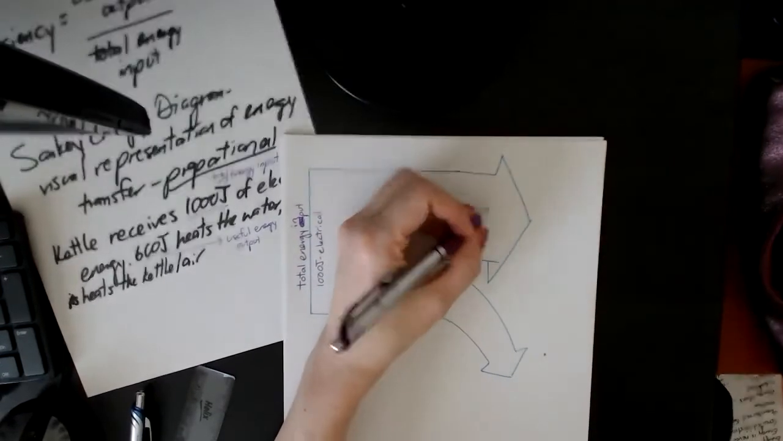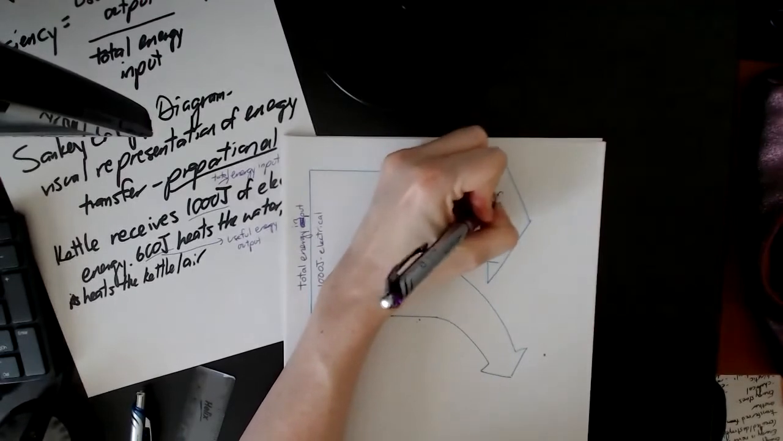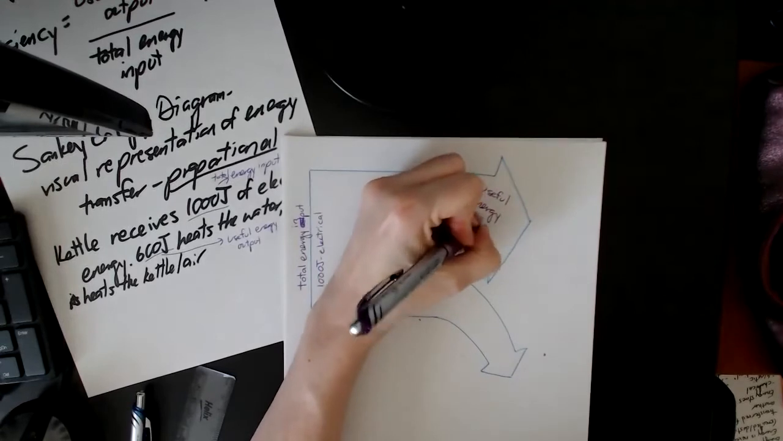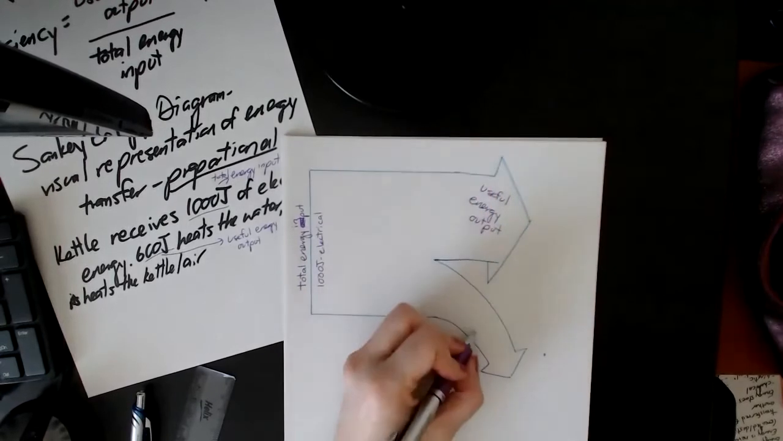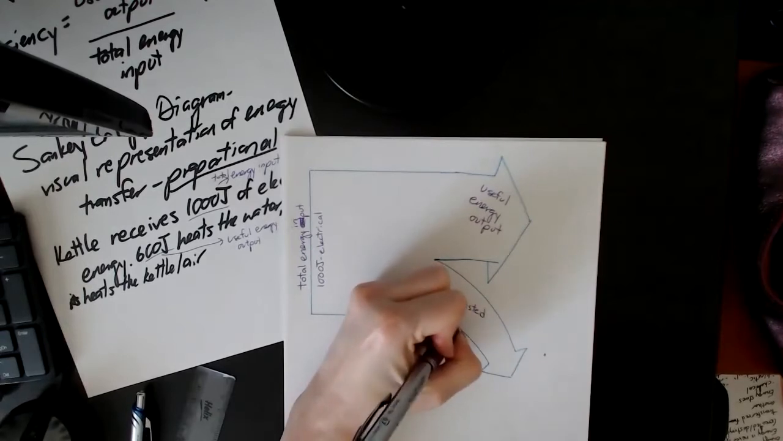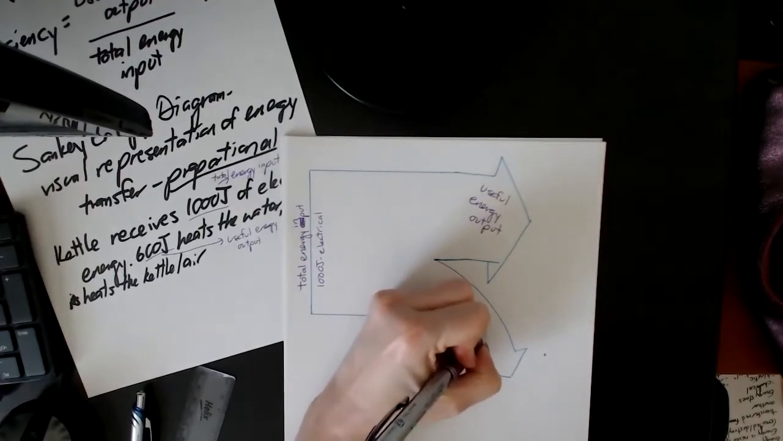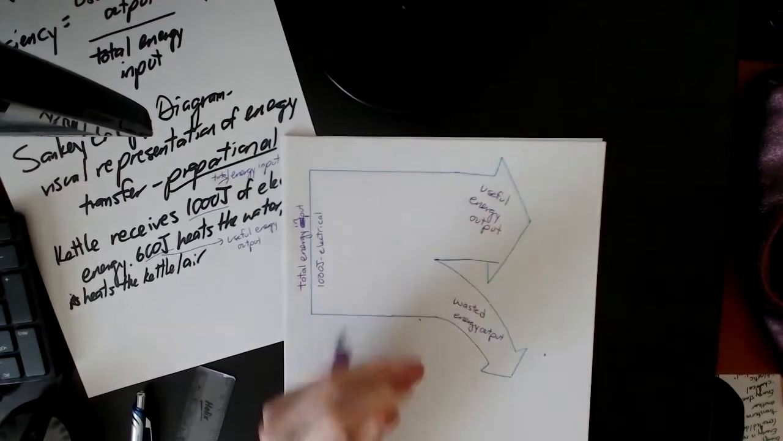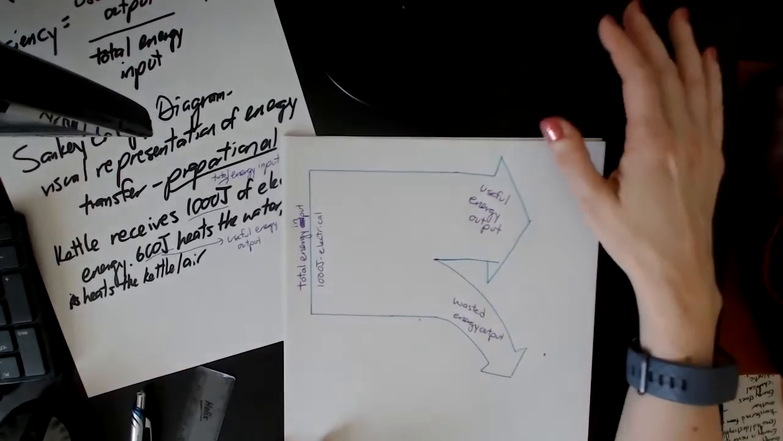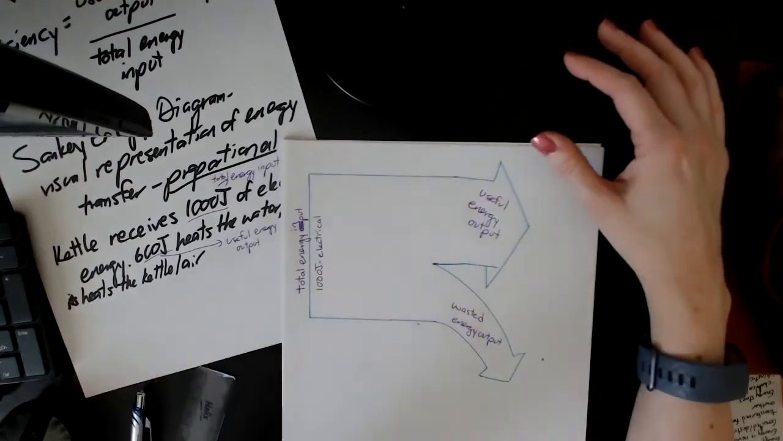So the arrow going forward, this is the useful energy output. And this is the wasted energy output. This would be the minimum label that you would need, but if you have the information, it's usually a good idea to include, again, the values and the type.